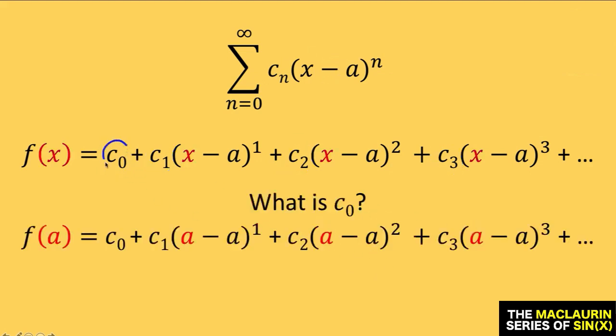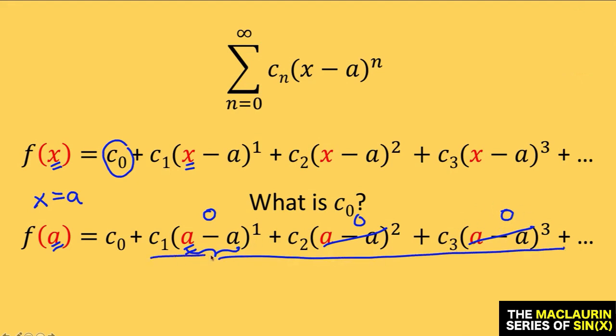To find c sub 0, let's evaluate the function at x equals a. So instead of x, we replace it with a, and do the same thing for the other instances of x. And so we now have this part. But notice here that you have a minus a, which is 0. So this is 0. This is also 0. And this is also 0. And 0 times any coefficient would still result in 0. So in effect, everything here would be 0, including this part. And what is left is c sub 0.